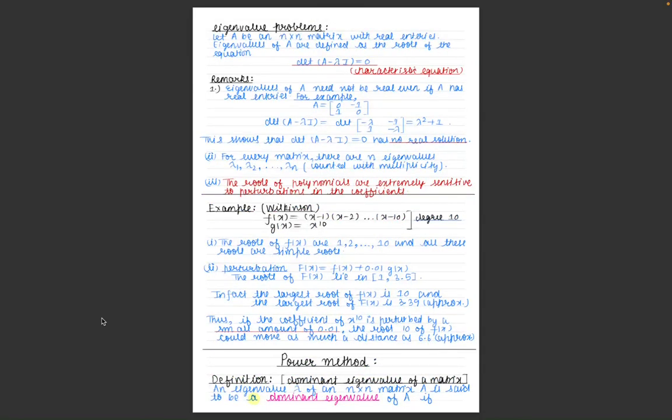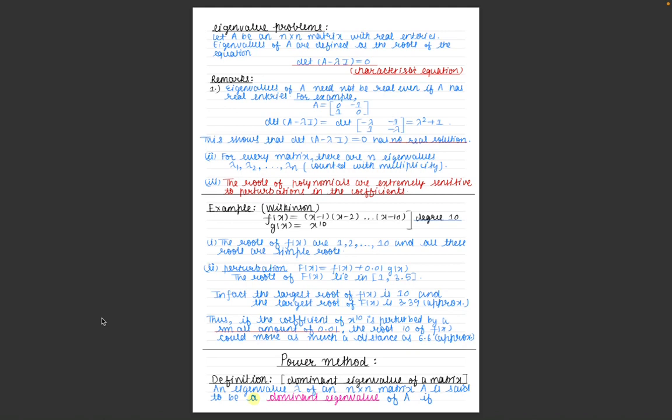We saw that even with this perturbation, the roots were at very great distance. For example, the largest root of small f(x) is 10 and the largest root of capital F(x) is 3.39, which are very far apart. So this shows that the roots of a polynomial behave badly even when you add a very small perturbation in the coefficients.